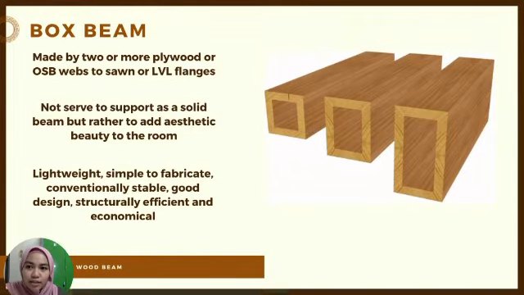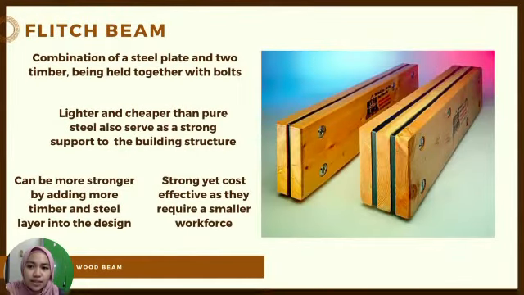The next one is the flitch beam. Okay, so this is the combination of a steel plate and two timbers held together with bolts. As you can see in the picture, the black one is the steel plate, and it is sandwiched with two wood timbers, and also held with bolts. It is lighter and cheaper than pure steel, and also serves as a strong support to the building structure.